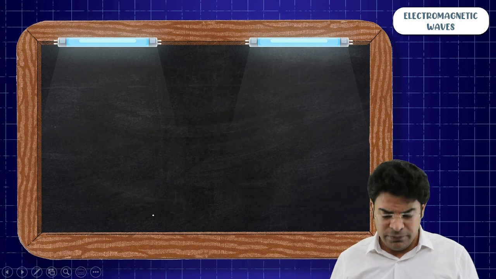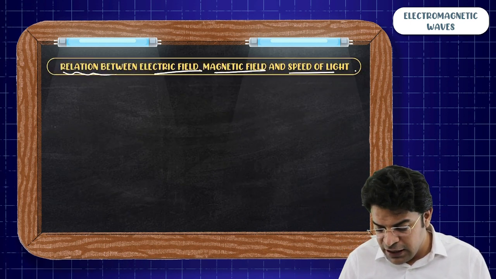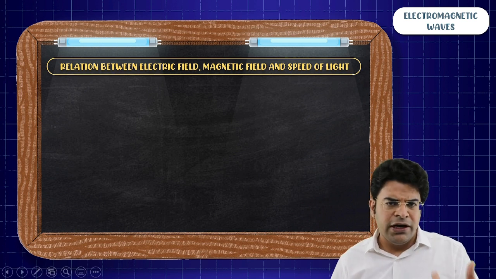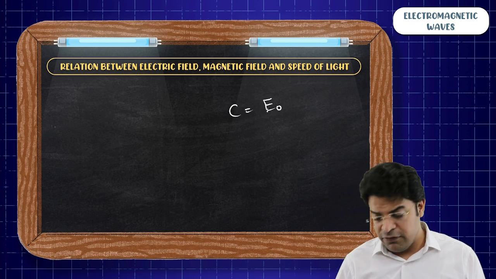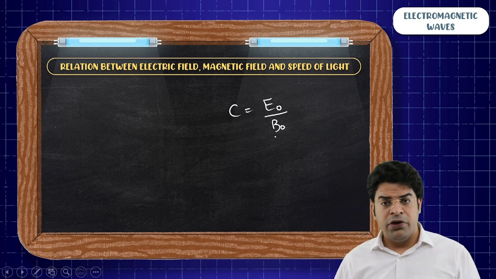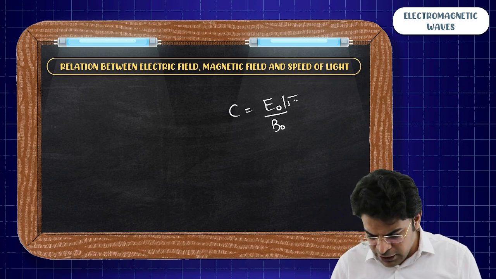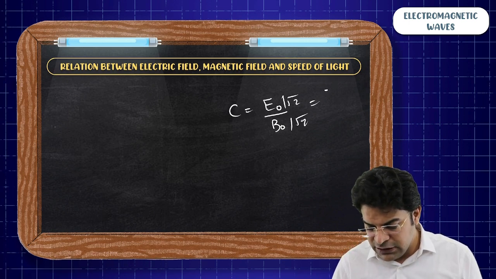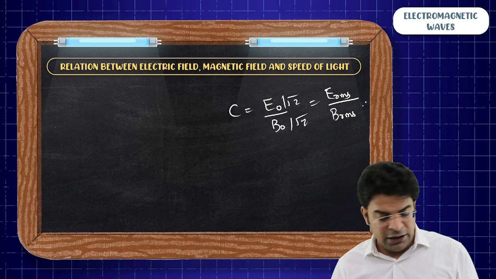Let's move ahead and talk about the relationship between electric field, magnetic field and the speed of light. We already know that the speed of light is nothing but the peak value of the electric field upon the peak value of the magnetic field. Dividing both numerator and denominator by root 2, you can even write this as E_RMS, the RMS value of the electric field vector, upon the RMS value of the magnetic field vector.